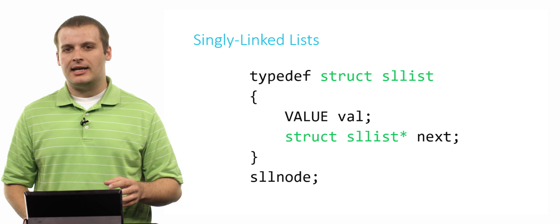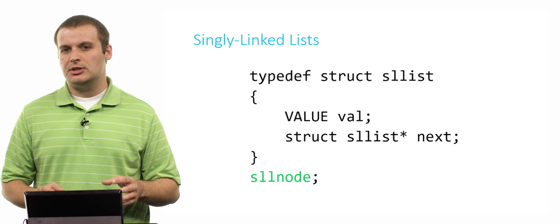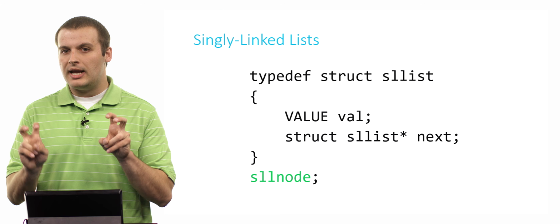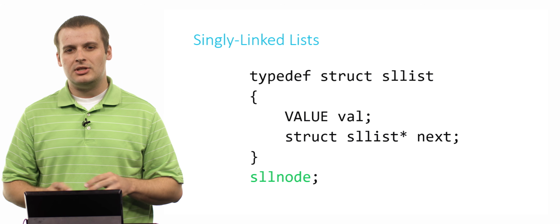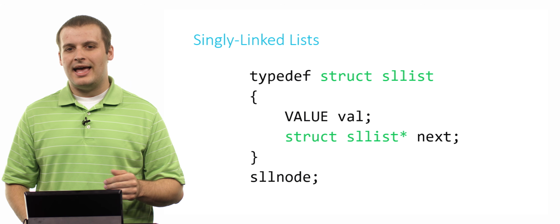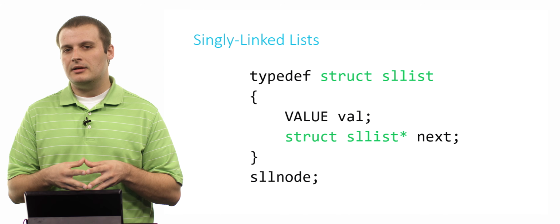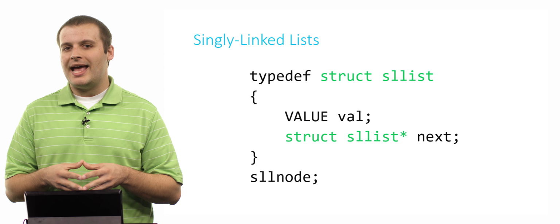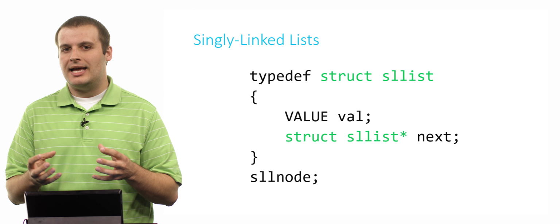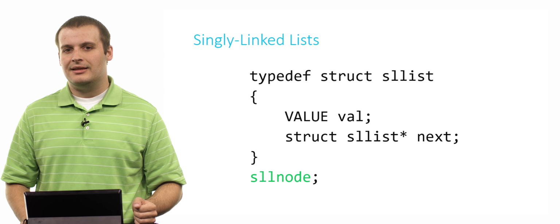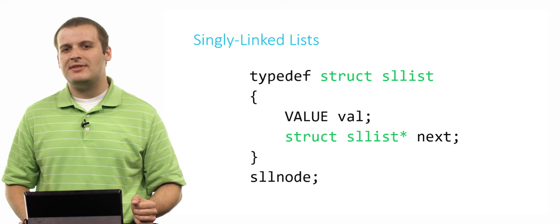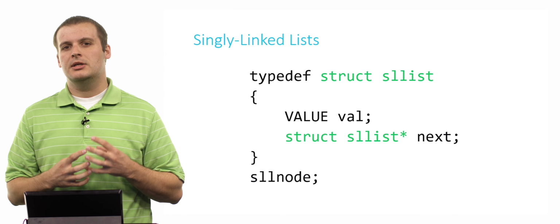At the end of the day, I clearly want to call it SLL node. That's ultimately the new name part of my type definition. But I can't use SLL node in the middle of this. The reason being, I haven't created a type called SLL node until I hit this final point here. Up until that point, I have to have another way to refer to this data type.